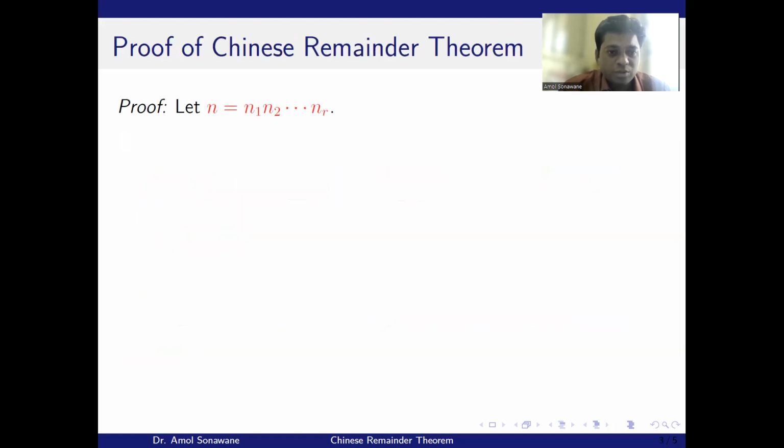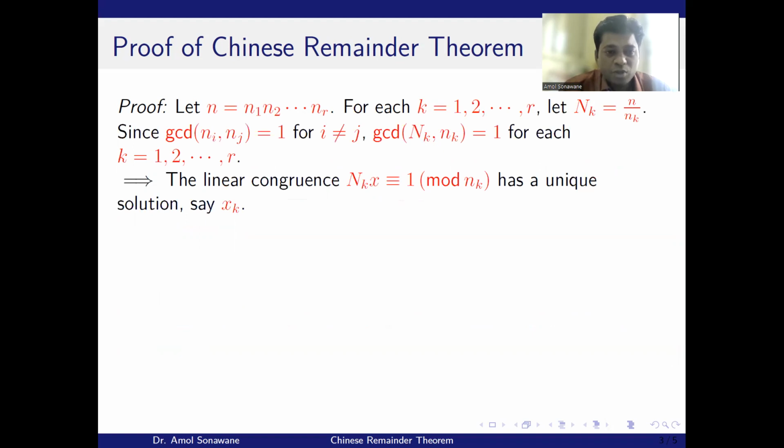Let small n is equal to n1 into n2 up to nr. Let capital Nk is equal to n by small nk for each k from 1 to r. Since GCD of small n and small nj is equal to 1 for i not equal to j, GCD of capital Nk and small nk is equal to 1 for each k from 1 to r. So, by the theory of linear congruences, the linear congruence Nk into x congruent to 1 mod nk has a unique solution, say small xk.